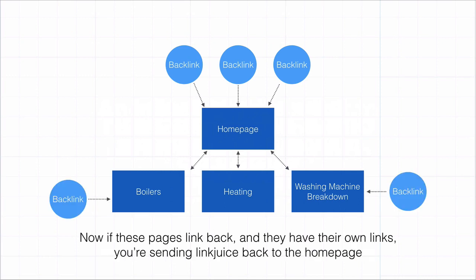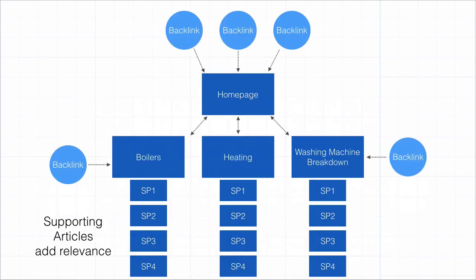Now, if these pages were to link back to the homepage, and they also were to acquire link juice of their own, so backlinks start coming into the washing machine breakdown page and the boilers page, now they're also sending link juice back to the homepage, which makes sense. So it's sharing it back to the homepage and they're sharing it with each other, because they're all very important pages to rank.